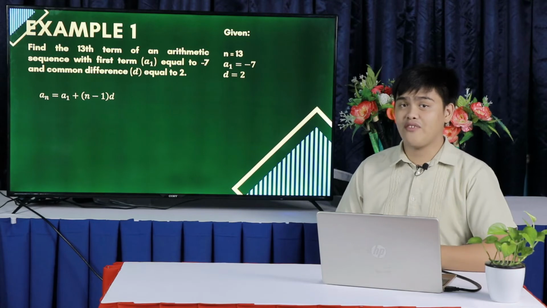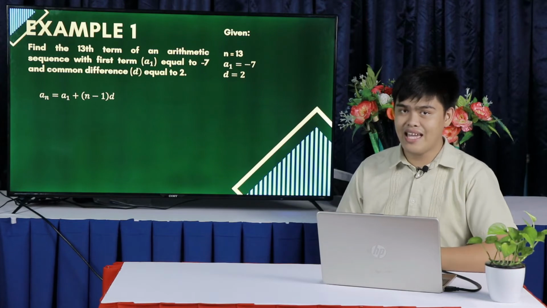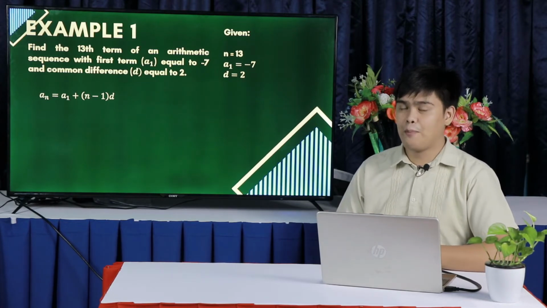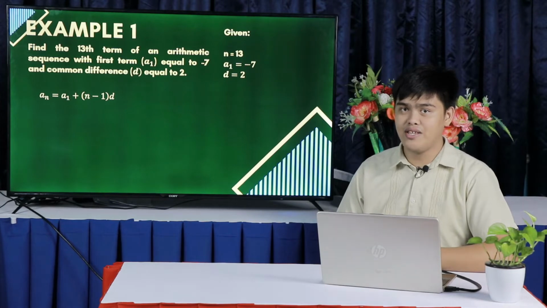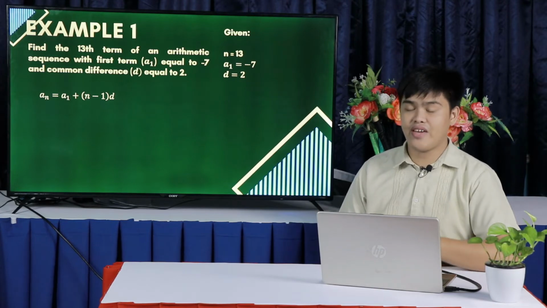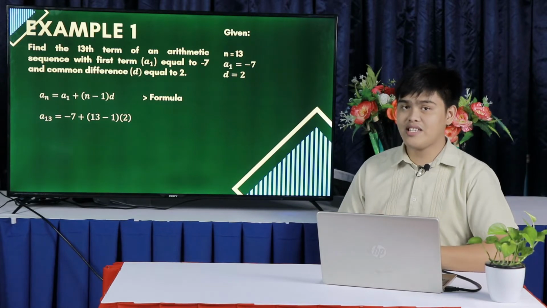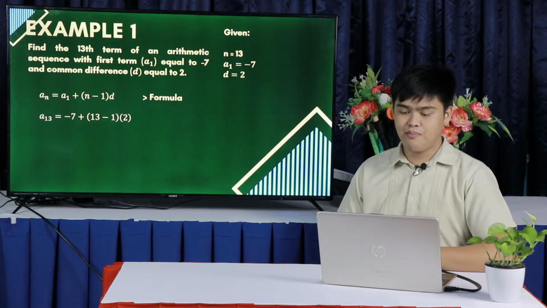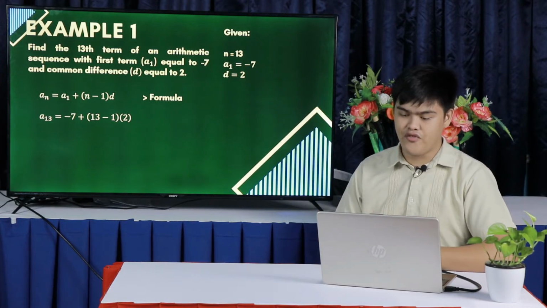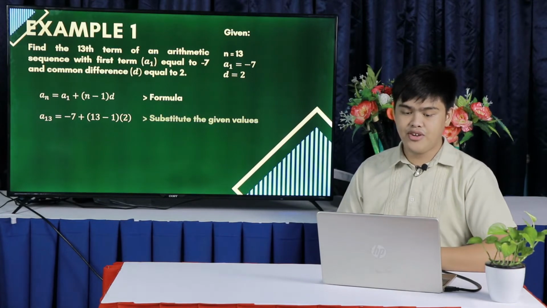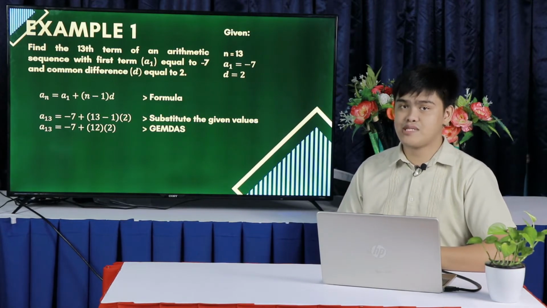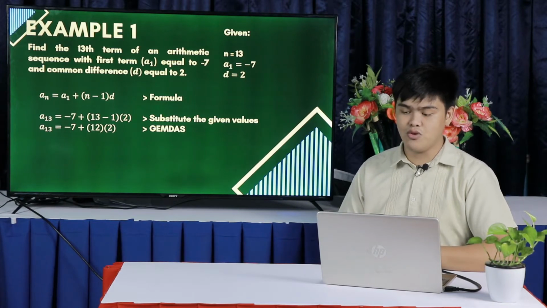Again, the formula for finding the nth term of an arithmetic sequence is given by a sub n is equal to a sub 1 plus the quantity of n minus 1 multiplied by d. Substituting the values, we have a sub 13 is equal to negative 7 plus the quantity of 13 minus 1 multiplied by 2. We simplify what is inside the parentheses first. We then have a sub 13 is equal to negative 7 plus 12 times 2.